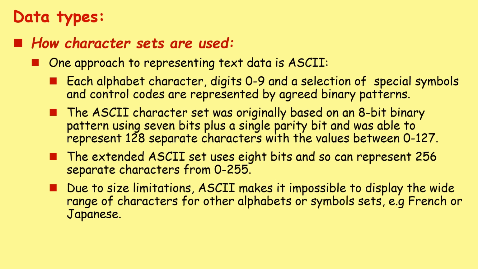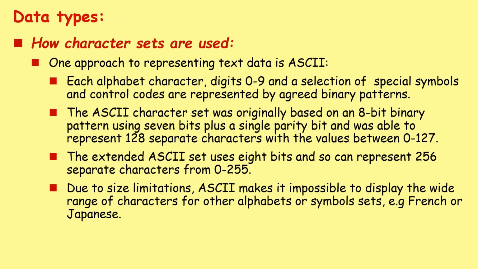How character sets are used. One approach to representing text value is ASCII, the American Standard Code for Information Interchange. Each alphabet character, digits 0 to 9, and a selection of special symbols and control codes are represented by agreed binary patterns. The ASCII character set was originally based on 8-bit binary pattern using 7 bits plus a single parity bit, and was able to represent 128 characters with the values between 0 and 127. The extended ASCII uses 8 bits, so it can represent 256 separate characters from 0 to 255.